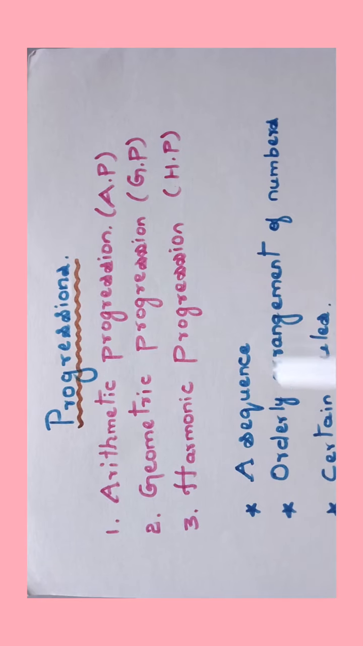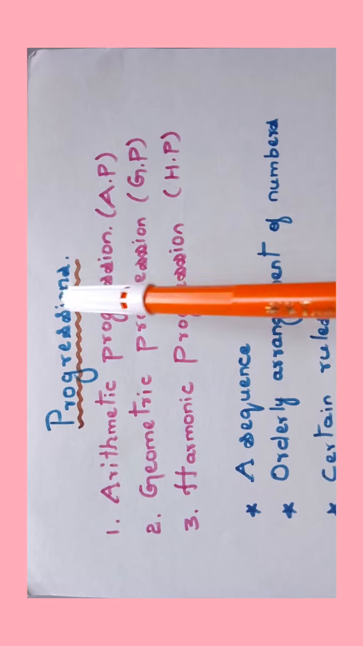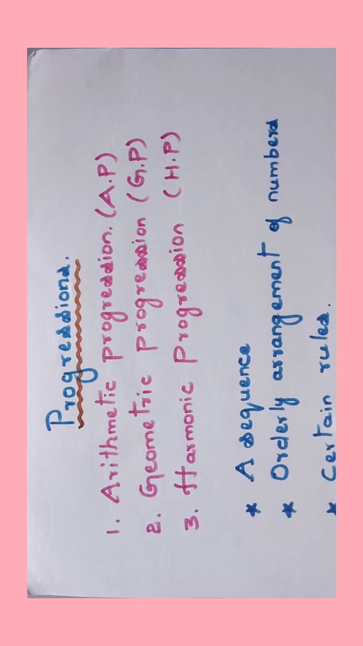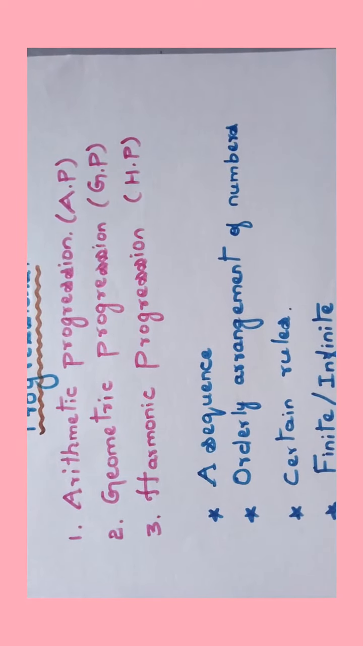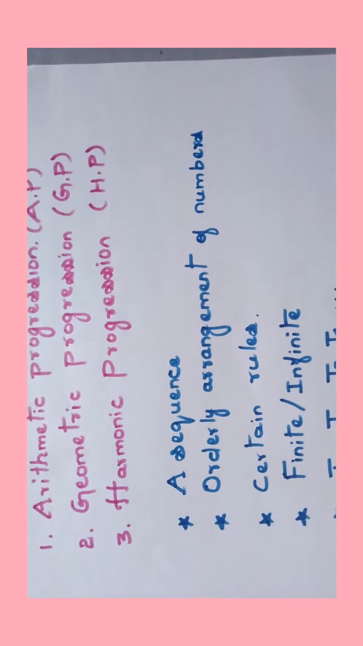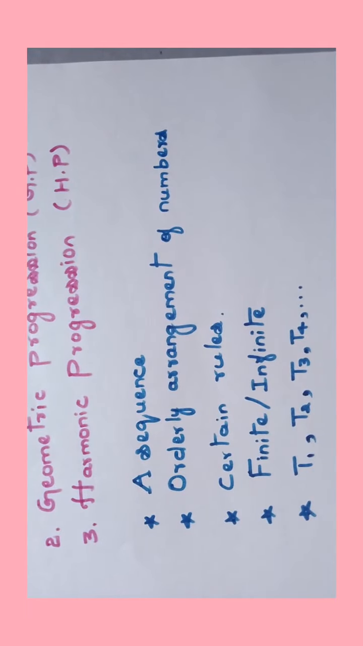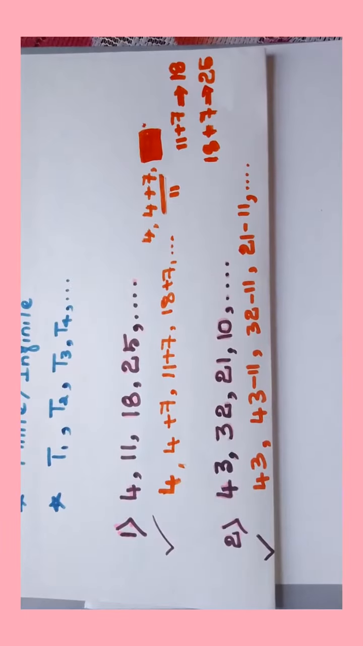These progressions are in sequence. An orderly arrangement of numbers we call progressions, and they follow certain rules. We have to follow certain formulae in order to calculate the terms, and it could be of finite or infinite terms. The general form of these progressions is T1, T2, T3 and T4. It follows like this. So here we have considered a few examples.